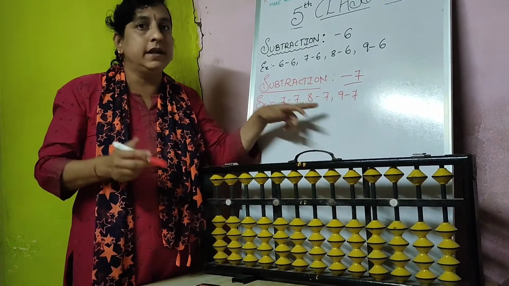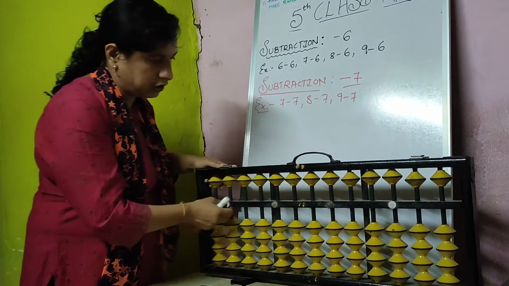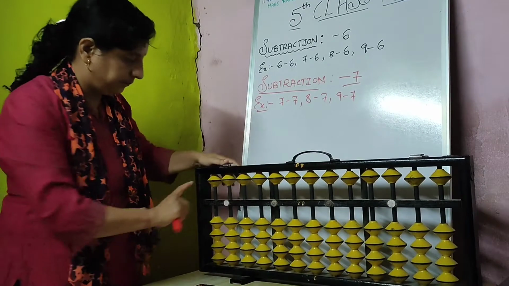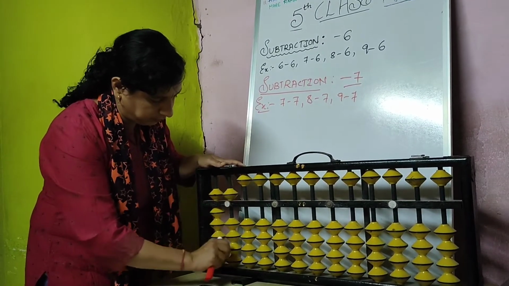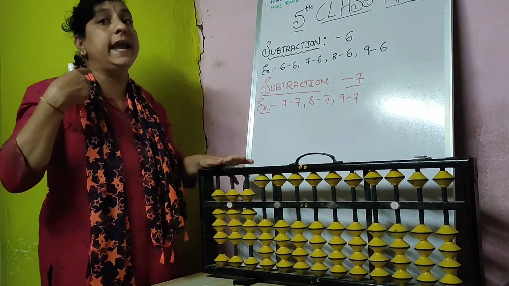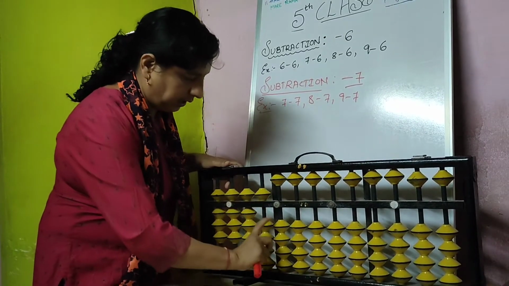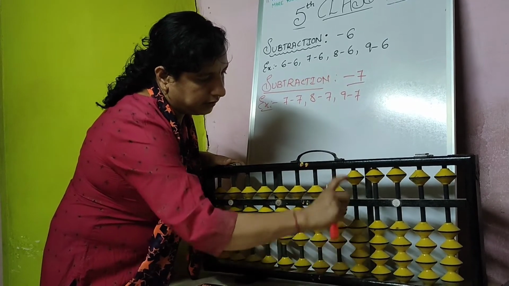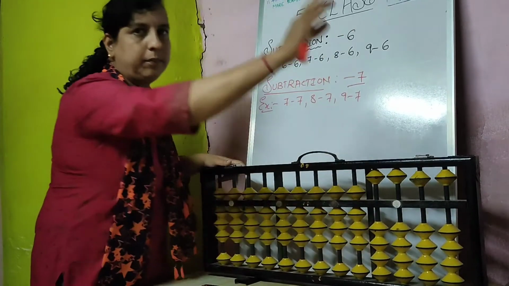So now 8 minus 7. How to do 8 minus 7, that I will teach you. Clean the abacus. 8 minus 7. 1 upper bead, 3 lower beads. Don't say 1 upper bead, 3 lower beads. Say 8, 8, 8. Like this completely you do.